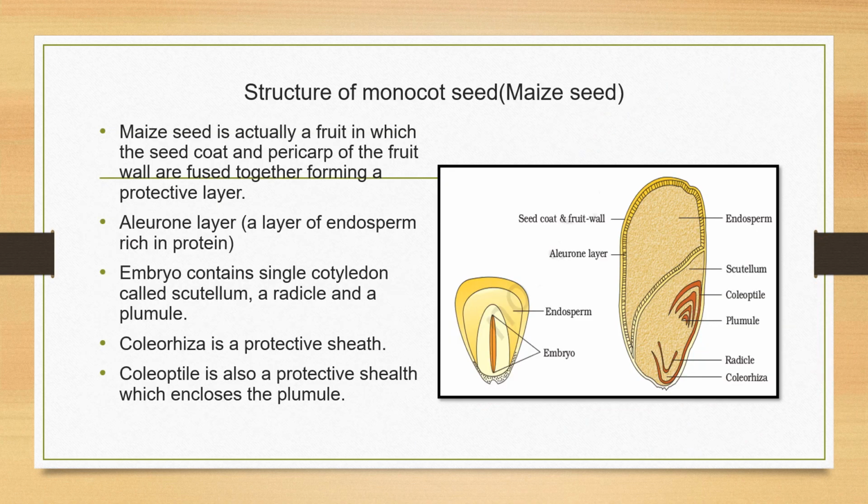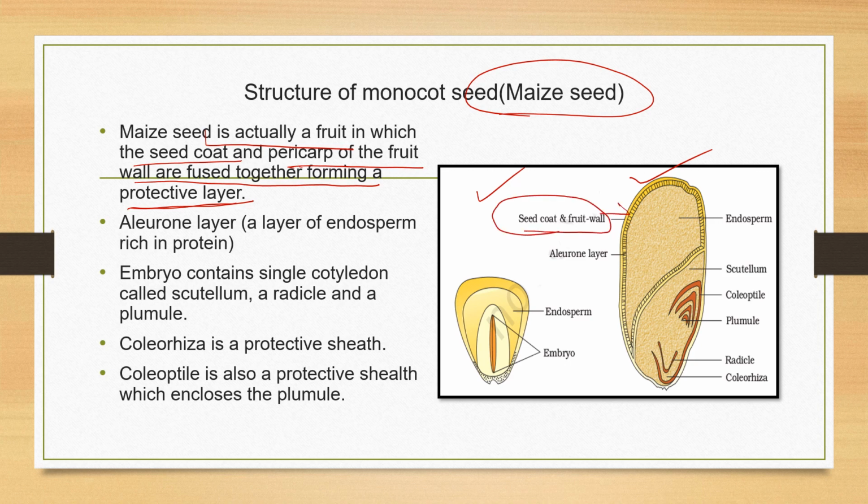Now the structure of a monocot seed. We have taken an example of a maize seed here. So see the structure of a maize seed. The structure of a monocot seed can be studied by taking the example of a maize seed. A maize seed is actually a fruit, in which the seed coat and the pericarp of the fruit wall are fused together, forming a protective layer. You can't differentiate the seed coat from the pericarp of the fruit wall.